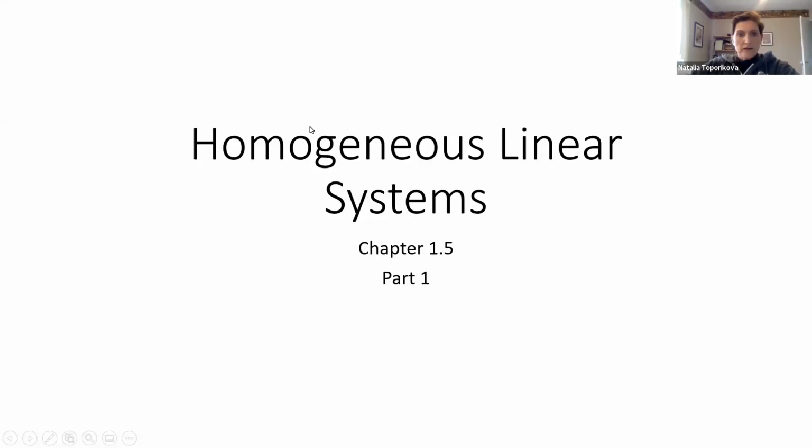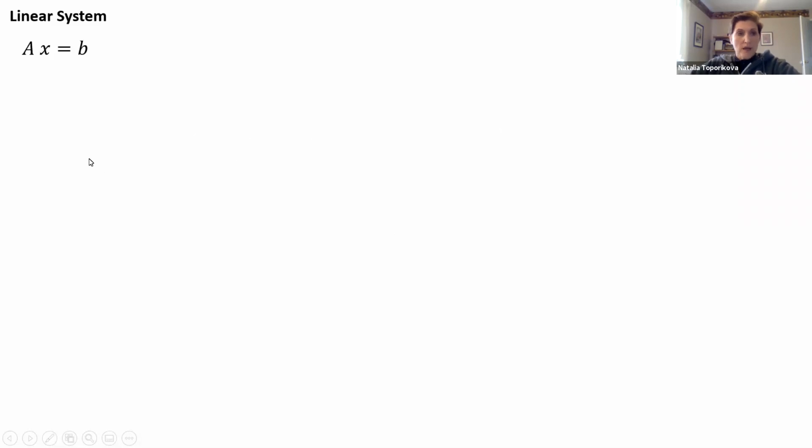Hello, everybody. This is the first part of chapter 1.5, and we will talk today about homogeneous linear systems. Let's remember from the previous section that our system of linear equations can be written in the matrix form, where A is a matrix, multiplied by the vector x, gives the vector b.